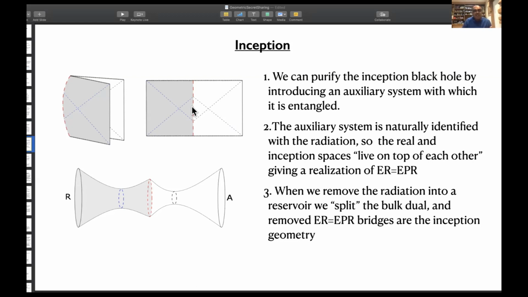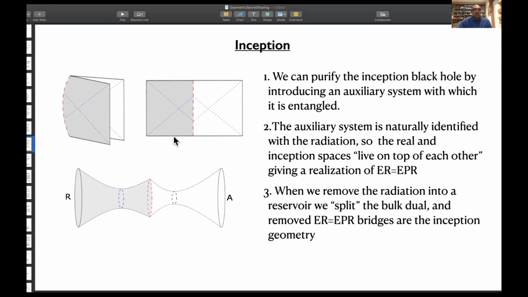So there is a sense in which the real and the inception spaces live on top of each other, right? Really, the left side of this figure, if you can see my mouse here, this radiation boundary, really should be on this side, because the radiation is being collected on this side, on the outside, in a reservoir just outside the AdS boundary. So in a sense, these things are wrapped on top of each other, but we just fold it out to be able to see it. So this is, in some sense, a realization of the ER equals EPR scenario, right? We've effectively geometrized the entanglement with the radiation in this way.